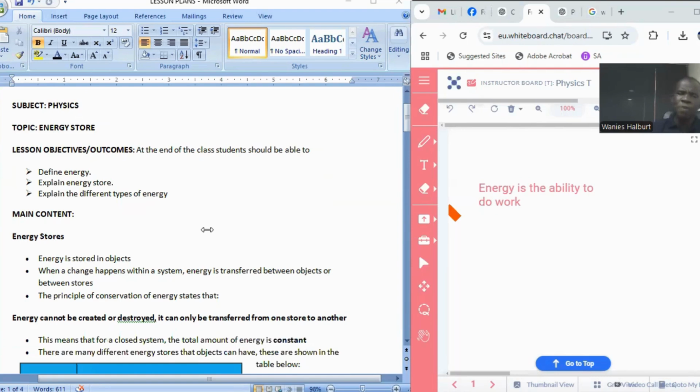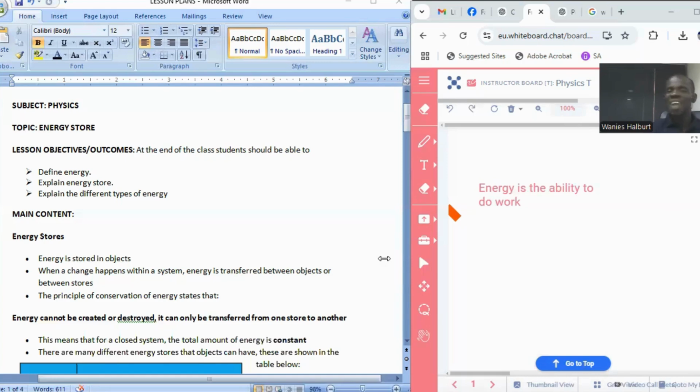But by the way, before we go into energy store, let's look at energy. Let me remind you. Is anyone there that wants to remind me of what energy is? Okay, don't bother, I will tell you. Energy is the ability to do work. I know you must have heard that before. Energy is the ability to do work. The ability to do work is what is defined as energy.